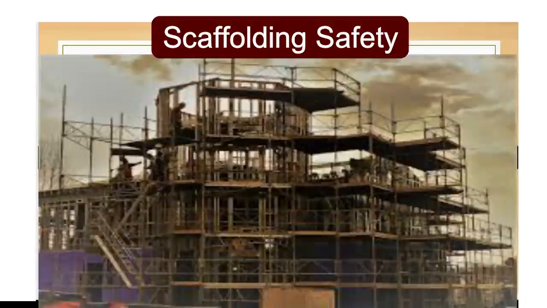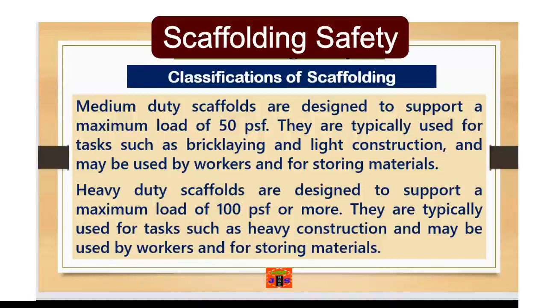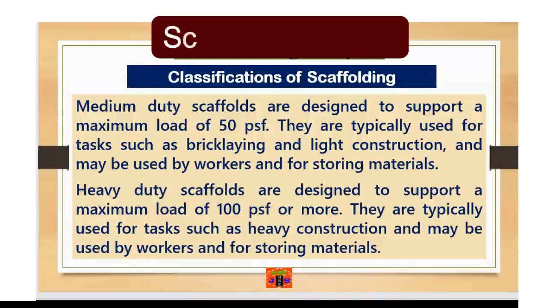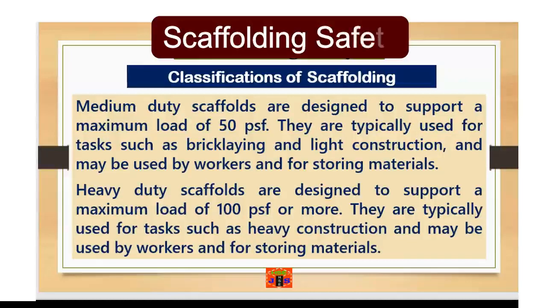Heavy duty scaffolds are designed to support a maximum load of 100 pounds per square foot or more. They are typically used for tasks such as heavy construction and may be used by workers and for storing materials. Light duty load bearing capacity, 25 pounds per square foot. Medium duty load bearing capacity, 50 pounds per square foot. And heavy duty scaffold, the maximum load capacity 100 pounds per square foot or more.